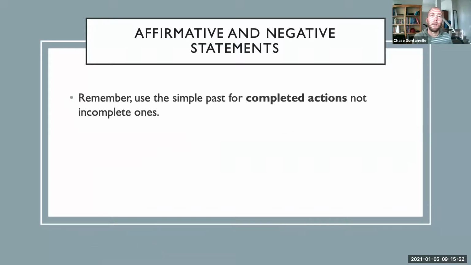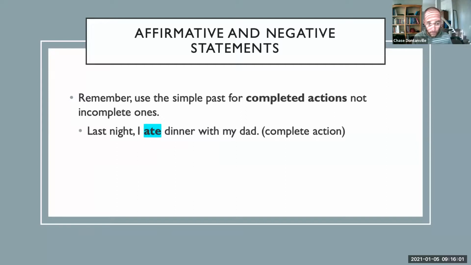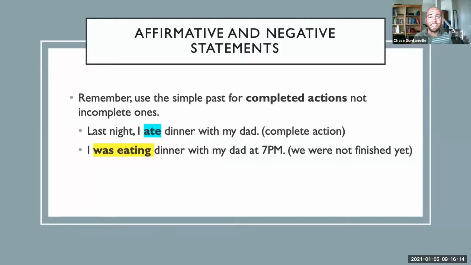As I said, we use the simple past for completed actions and the progressive for incomplete. So look at these examples. Last night, I ate dinner with my dad. Complete action, right? Last night in the past, we ate dinner, ended, complete. But I was eating dinner with my dad at 7 p.m. So we were not finished yet. At 7, dinner was not over. We were eating.